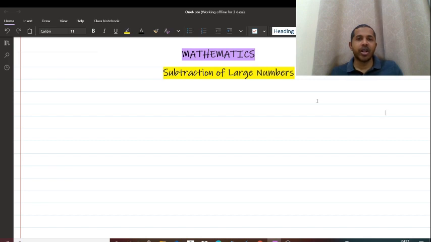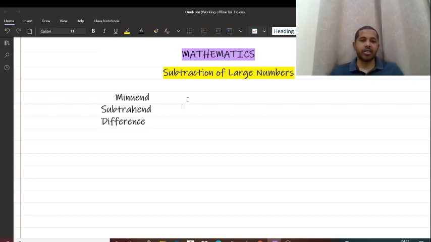We are going to study subtraction of large numbers. First of all, we are going to become familiar with the three different terms related to subtraction. These are the three different words related to subtraction: minuend, subtrahend and difference. And we can become familiar with these three words with the help of an example.